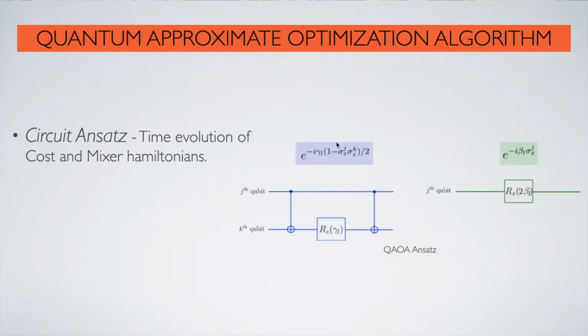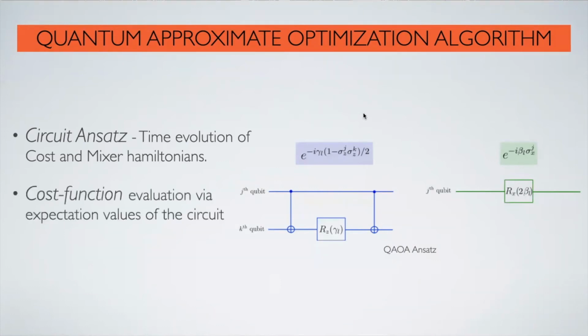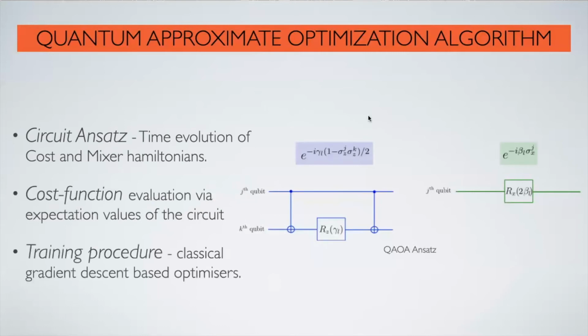The cost Hamiltonians you get from your problem, and the mixer Hamiltonian is more or less defined, but can be tweaked a little. So you layer these cost and mixer Hamiltonians over and over again to build your quantum circuit that I spoke about, the variational quantum circuit, the parameterized quantum circuit. And then you measure the cost function, and then you train this to optimize this cost function using a classical computer. The classical computer typically runs gradient descent based optimizers for QAOA, but you can also use other optimizers.